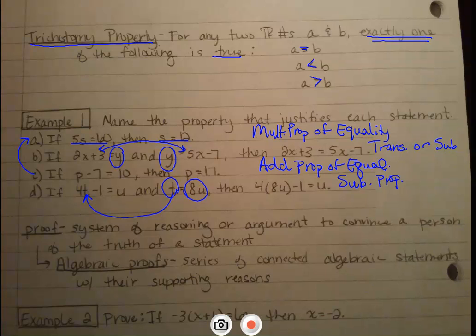Okay. Then let's look at the definition of a proof there. It says a proof is a system of reasoning or argument to convince a person of the truth of a statement. So you're trying to convince them of the truth of a statement. Algebraic proofs are a series of connected algebraic statements with their supporting reasons. They do need to be connected, right? They have to be connected. And I've told you that those start this chapter. And so we are there today with example 2.